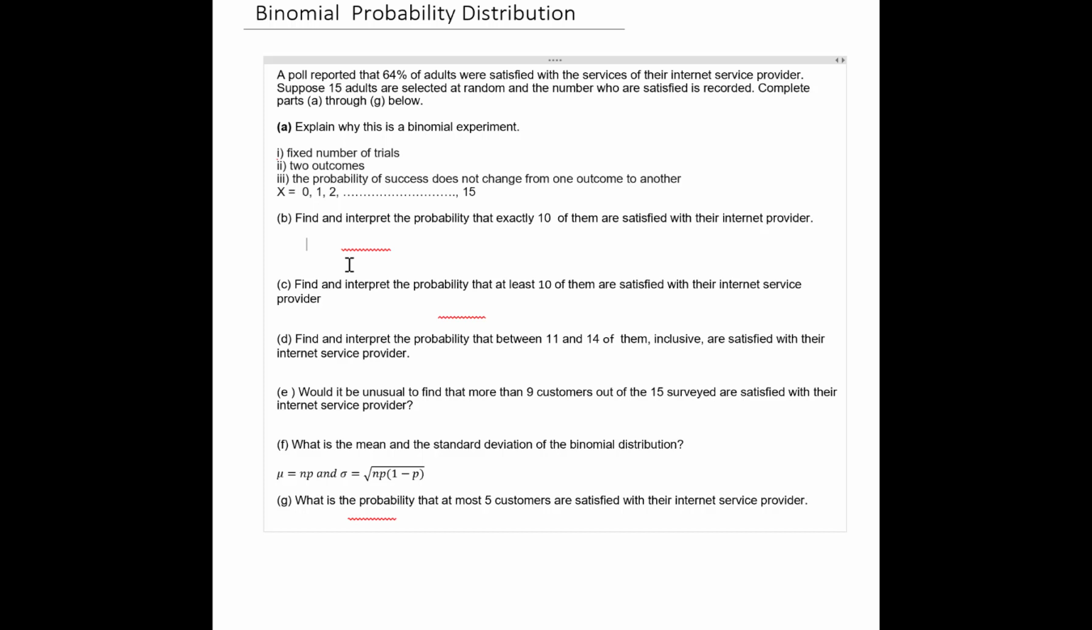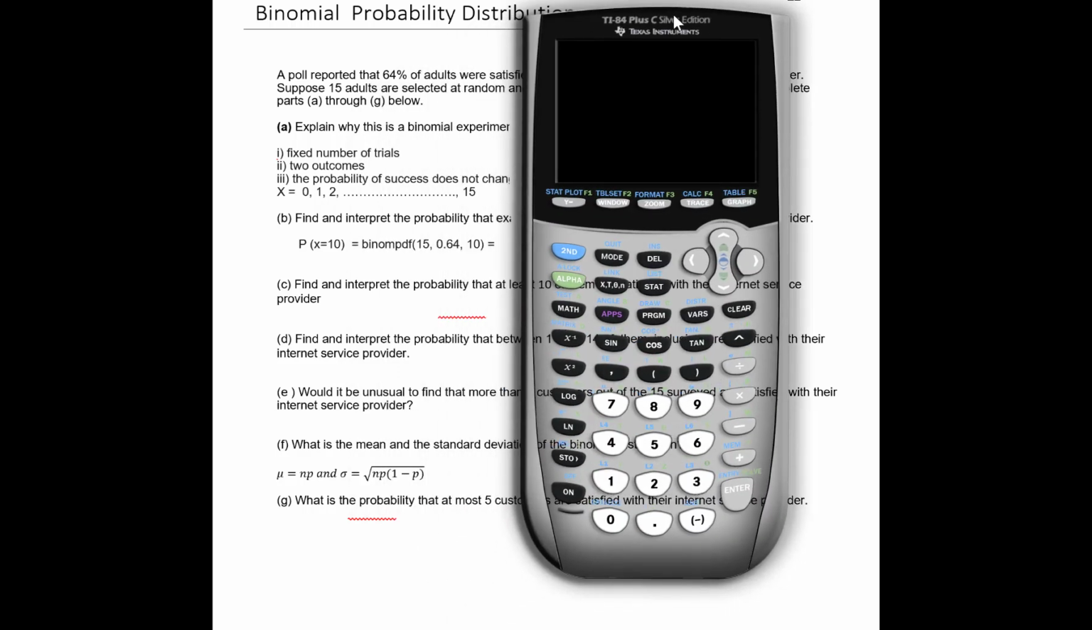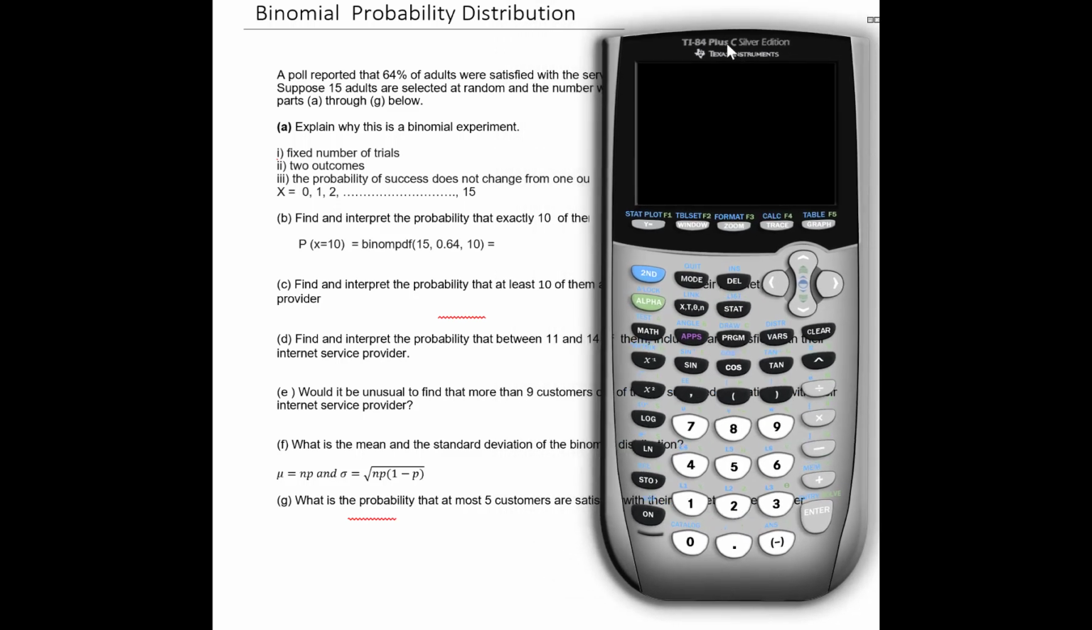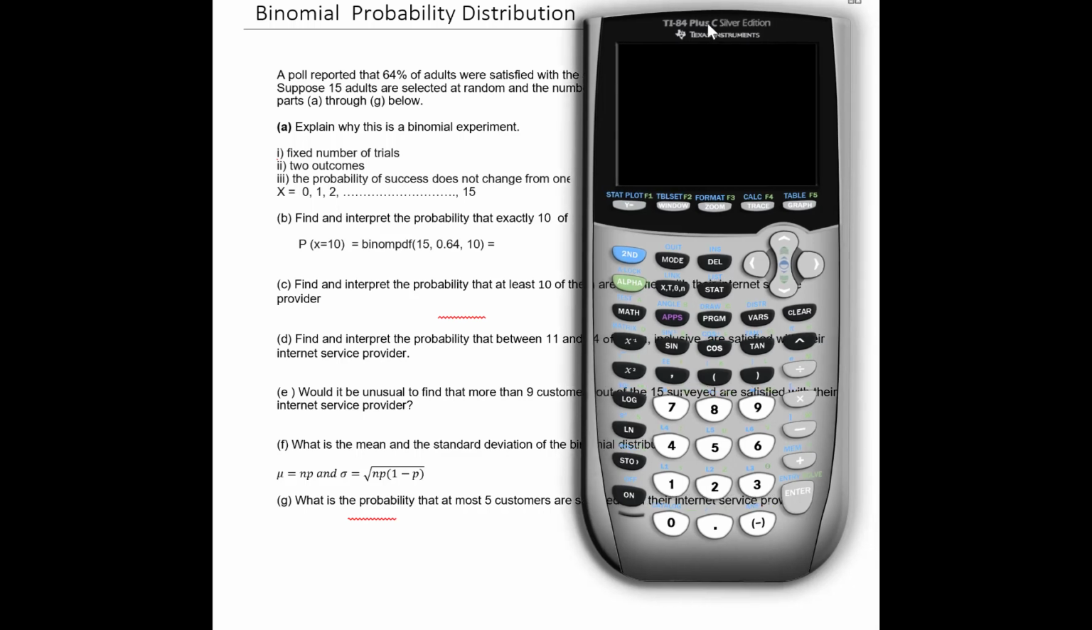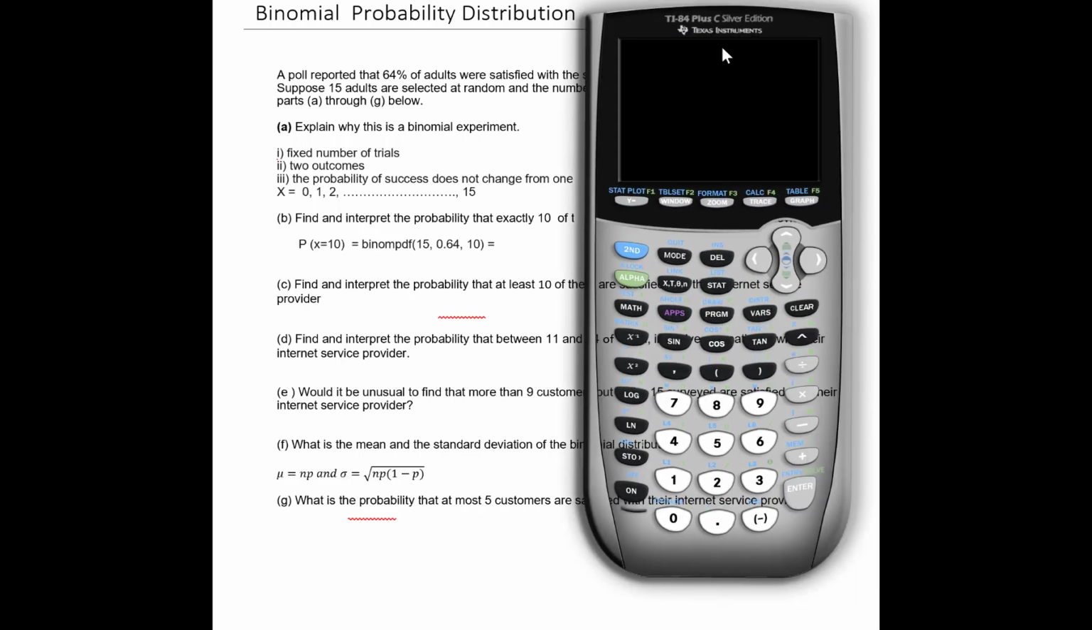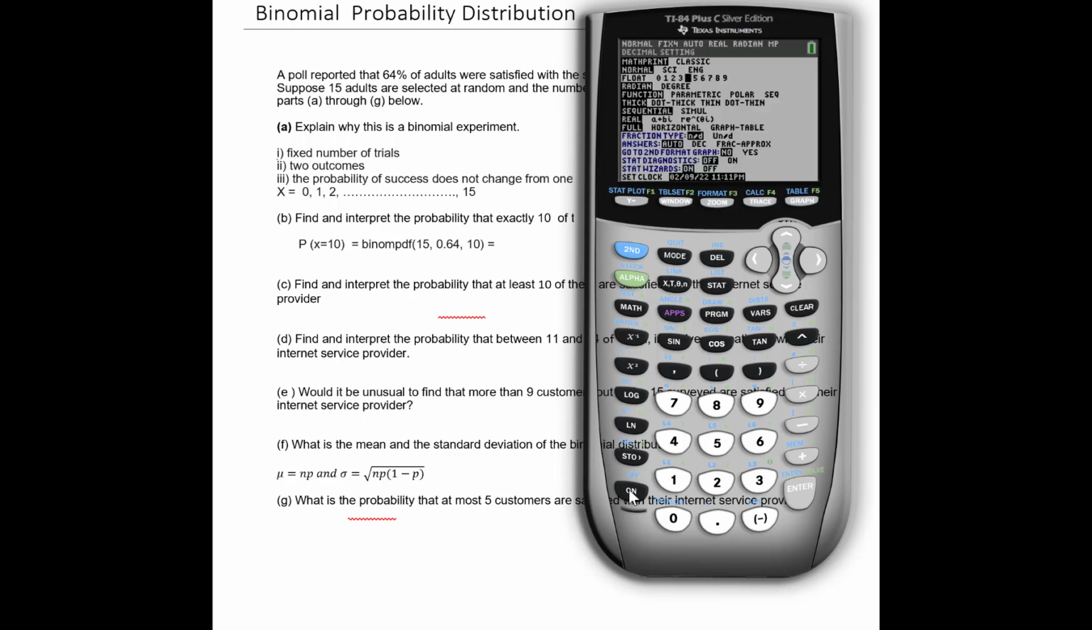So we need a probability. Let me show you what I've written here. So you write probability of x equals 10, which is equal. I want to bring the calculator up and show you the formula that you will use when you are asked to find the probability that exactly a number of them is satisfied, which in our case is 10. So turn the calculator on.